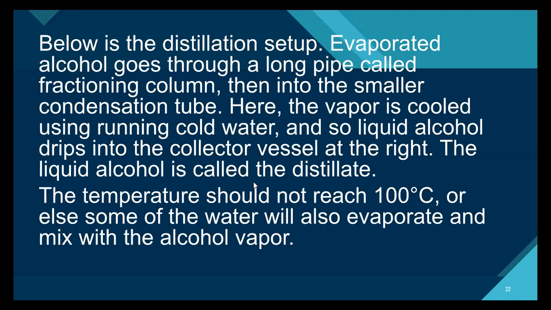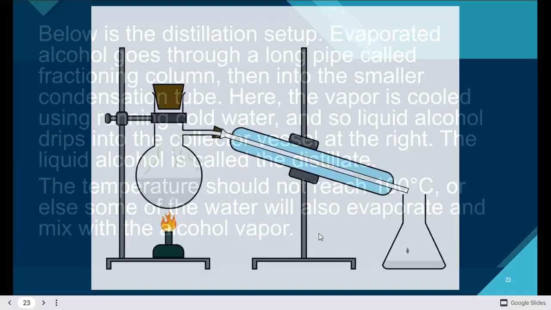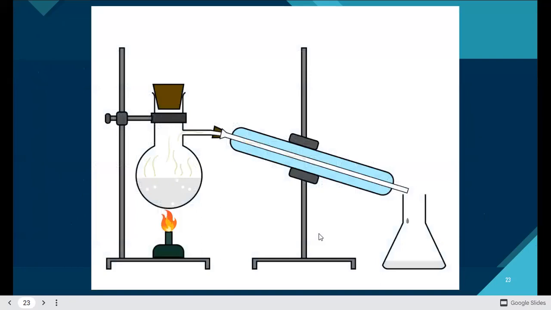We are collecting the distillate now. The temperature should not reach 100 degrees Celsius, or else some of the water will also evaporate and mix with the alcohol vapor. That is the main reason why. This is now your setup. As you can see, the alcohol and water are being boiled up to 78 degrees Celsius only, so that we can extract the alcohol in the process and leave out the water.